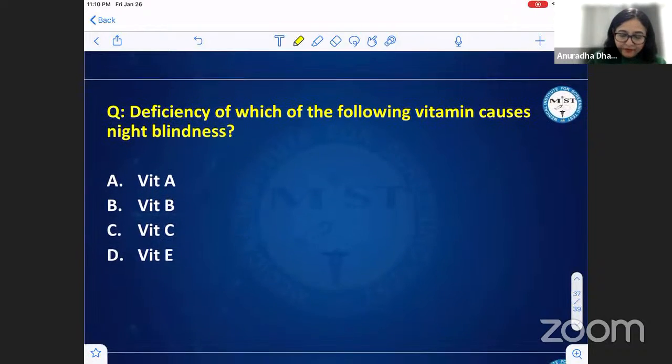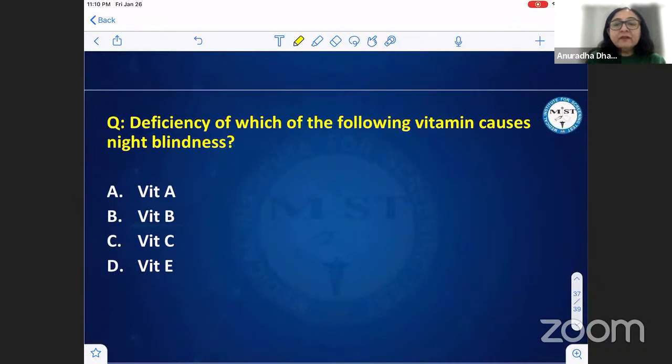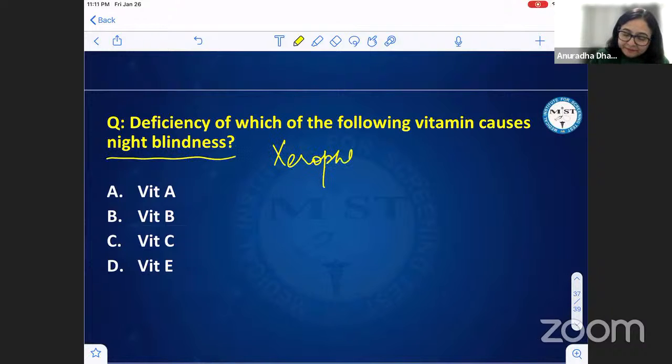Then moving on to the next question, there was probably a question on deficiency of which vitamin causes night blindness. Night blindness is a symptom of xerophthalmia, and we know xerophthalmia is caused by vitamin A deficiency. Depending upon the severity, WHO has given a whole classification of xerophthalmia, starting with conjunctival xerosis, Bitot's spots, corneal xerosis, keratomalacia, corneal opacity, and there can even be fundus changes due to vitamin A deficiency. So night blindness is the first symptom of vitamin A deficiency, right?